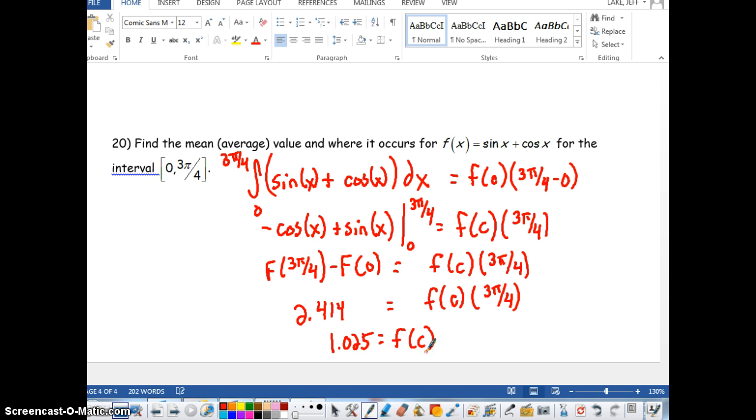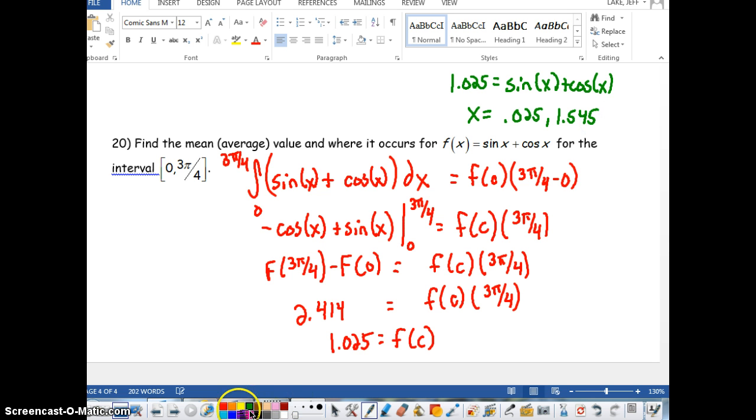So we're almost done. All right, so we need to find out where that occurs. It says find the value, the mean value. That's what this f of c is. We've done that. And now where does it occur? So you take that 1.025 and you set it equal to sine of x plus cosine of x. So 1.025 is equal to sine of x plus cosine of x. And really you have to do this on your calculator. Plug sine of x plus cosine of x into y1, 1.025 into y2, and then solve. And when you do that, there's actually two places that it intersects 1.025 between 0 and 3 pi over 4. And that's at x equals 0.025 and 1.545.